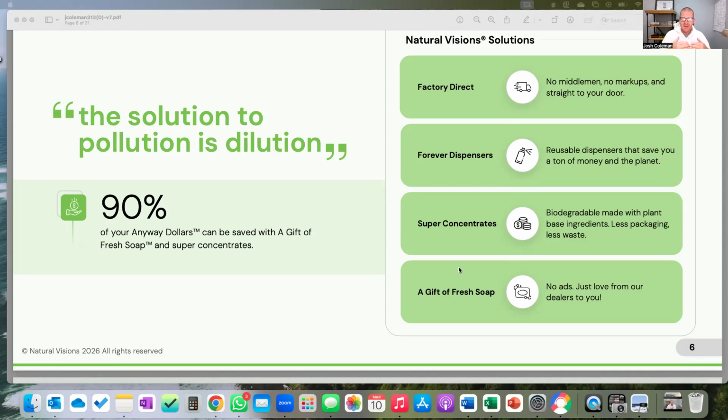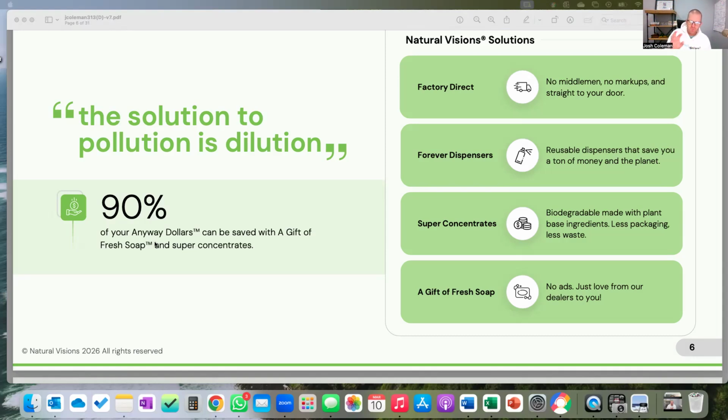And at the end of the day, we just offer soap as a gift that allows them to free that money up. So understand this, 90% of your Anyway dollars can be saved with the gift of fresh soap. And the way that we get there is through super concentrates. We have a factory direct model where we don't use one bottle at a time and throw it in the trash. We use super concentrates so that they can refill their forever dispenser bottles. And then it's obviously a gift of fresh soap.